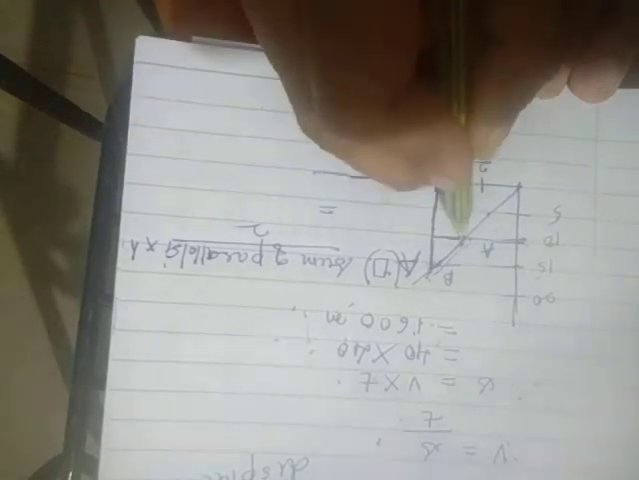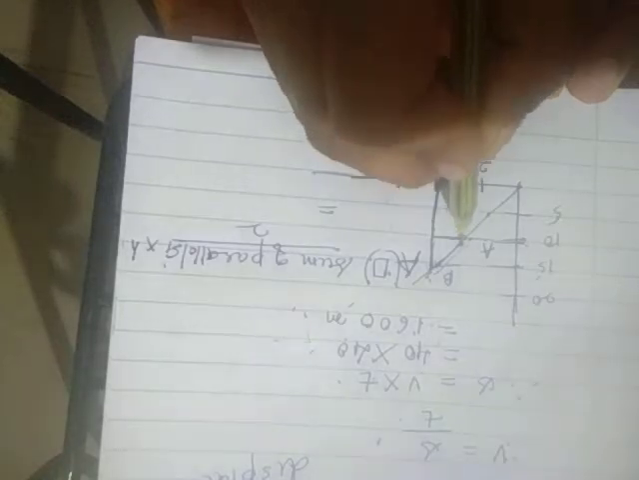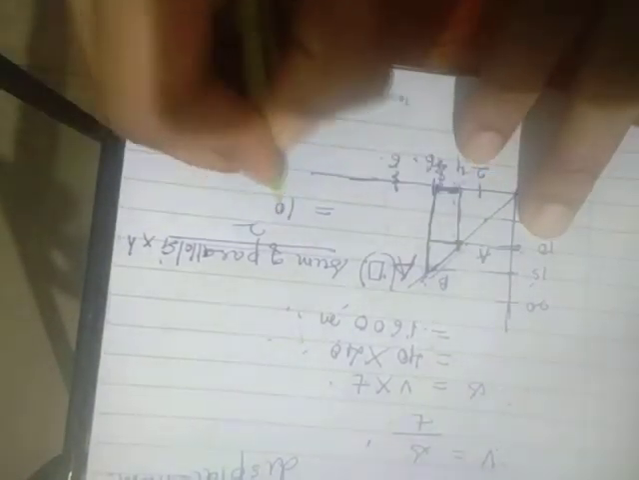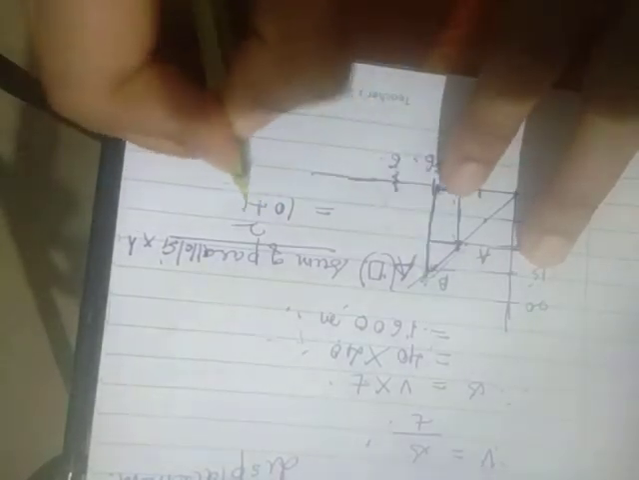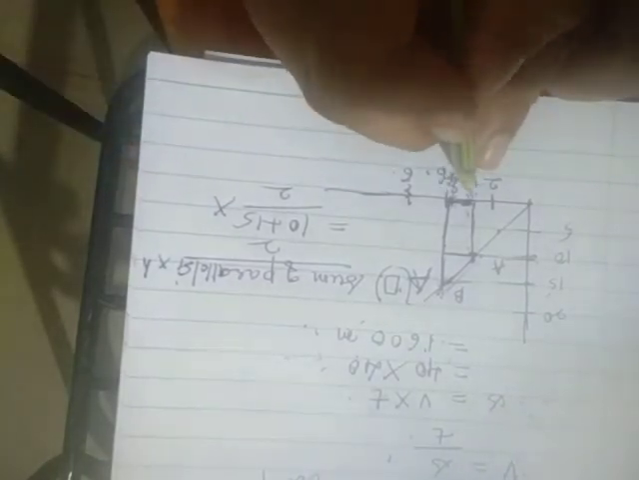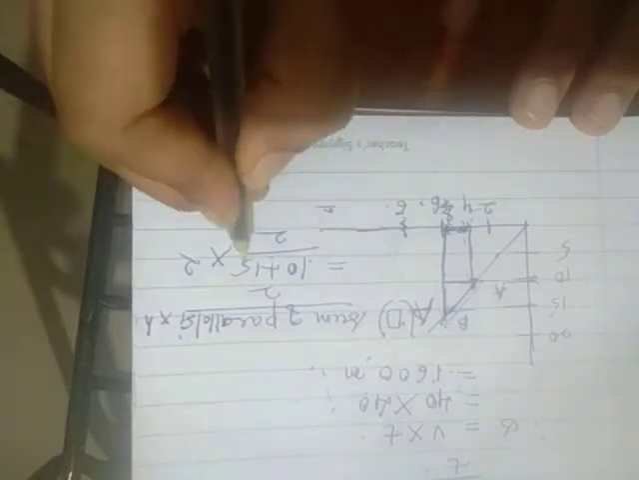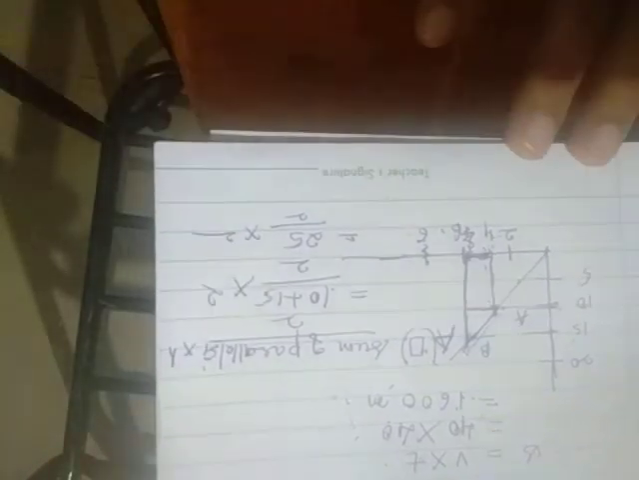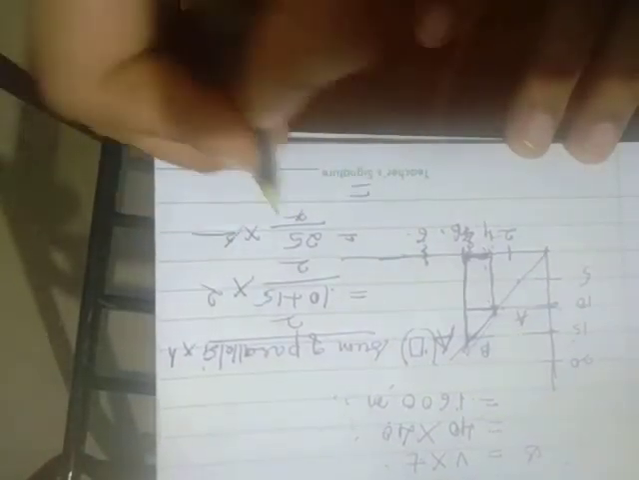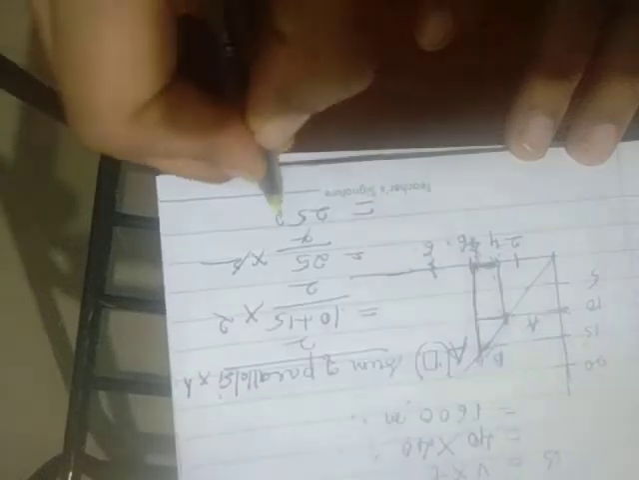So we can easily find the displacement here too. We take the sum of the parallel sides: point A is at 10 and point B is at 15, so 10 plus 15, divided by 2, multiplied by the height. The height is 6 minus 4, which becomes 2. So 10 plus 15 becomes 25, upon 2, multiplied by 2. The answer is around 25 meters, right?